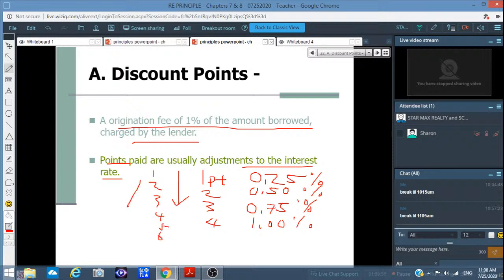Some banks the standard is they have 6 points, which will give you 1 whole point. This is more aggressive. It's better, but the idea is the same.